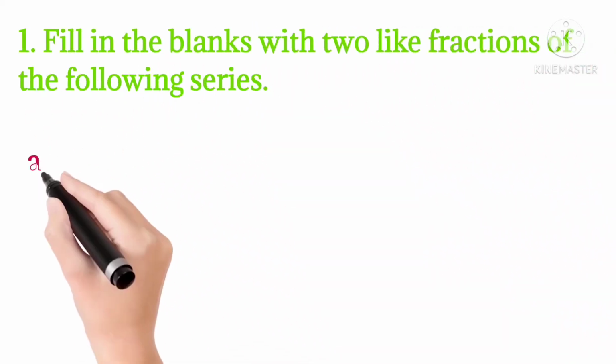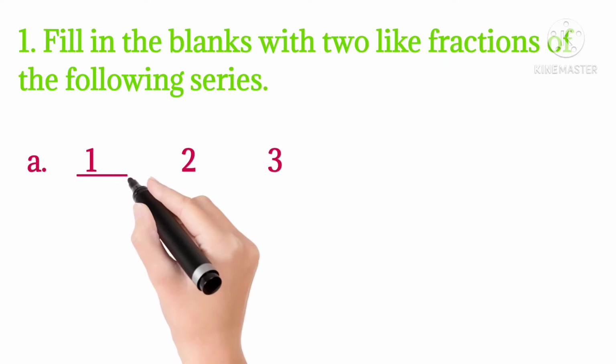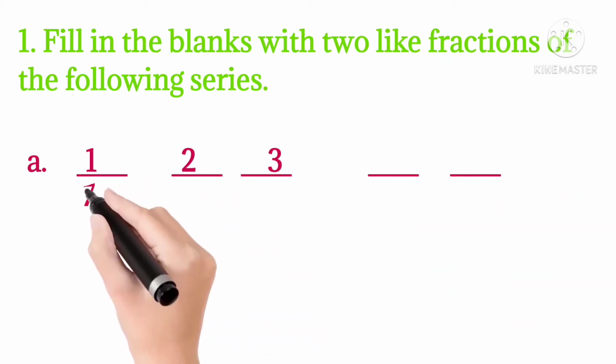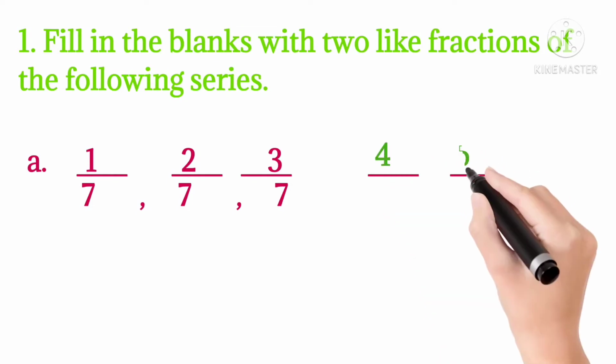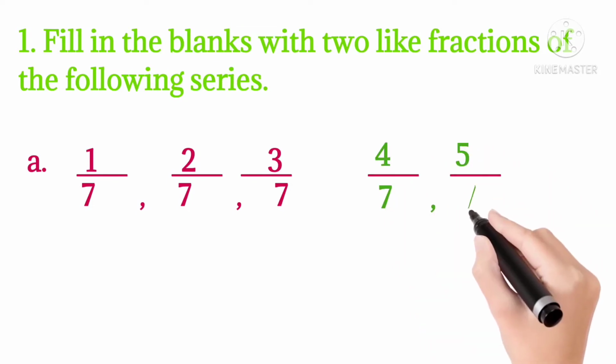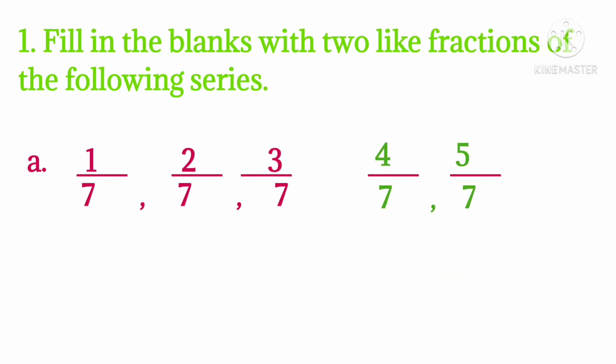First, fill in the blanks with the next two like fractions of the following series. A: 1 by 7, 2 by 7, 3 by 7. Here denominators are equal. Numerators are 1, 2, 3. Then next numerators are 4, 5. So we can write 4 by 7, 5 by 7. These are the next two like fractions.